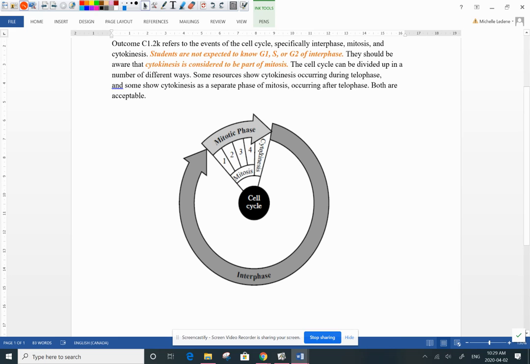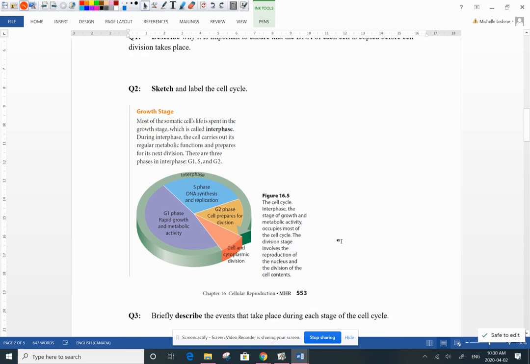And then after that last stage, so it goes prophase, metaphase, anaphase, telophase, then you might also see cytokinesis, and it may be considered part of mitosis. Okay, so just be aware of that. And sometimes you might see cytokinesis as a separate stage. Doesn't matter. Both are acceptable ways of drawing that out.